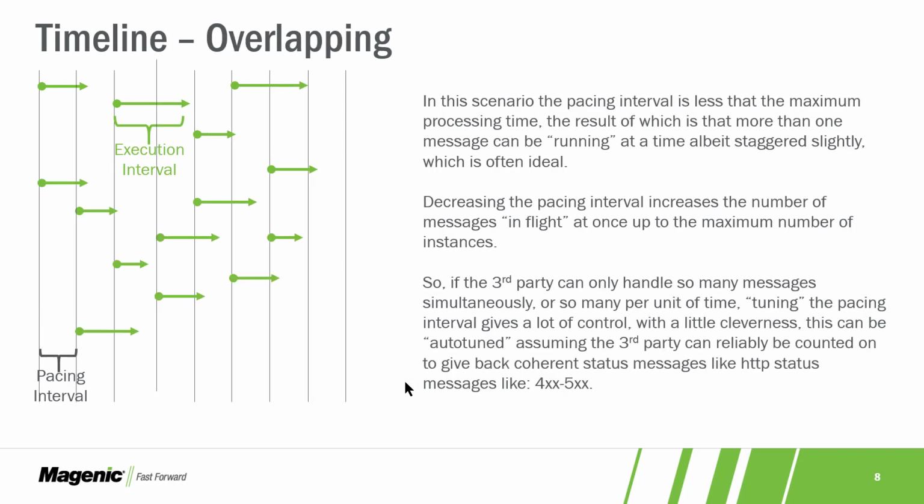The flip side is when the pacing interval is smaller than the maximum duration of the unit of work. The upshot is that we have more than one message in flight at once. The other thing this shows is that the unit of work time is not typically a constant. If I have a small message, or the pre-processing goes really quick, or I have backing services like a database I'm checking against, or a file store, or a queue, or whatever.